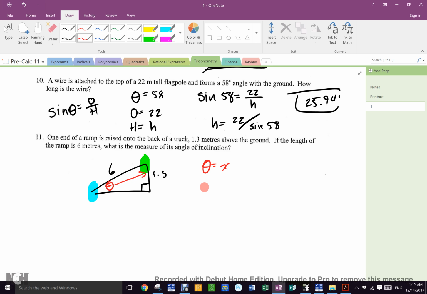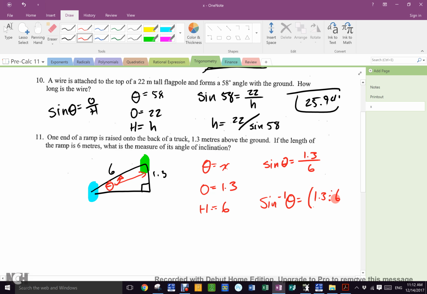Hypotenuse, which is 6. What uses O and H? Sine of theta equals O, 1.3, over 6. That is not the angle. That is the ratio. You get the angle by doing shift sine. On every calculator, you need to put bracket 1.3 divided by 6, close brackets. Then you either do shift sine first, then that, or you do 1.3 divided by 6, close brackets, then shift sine.